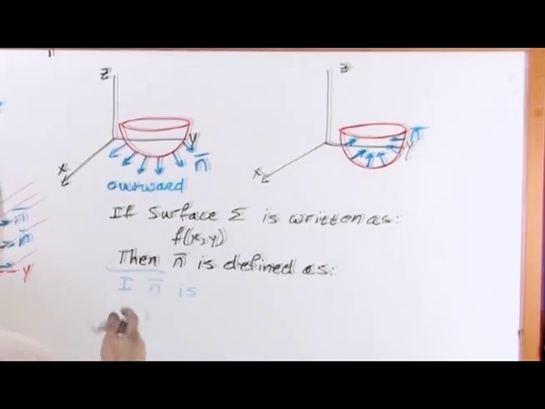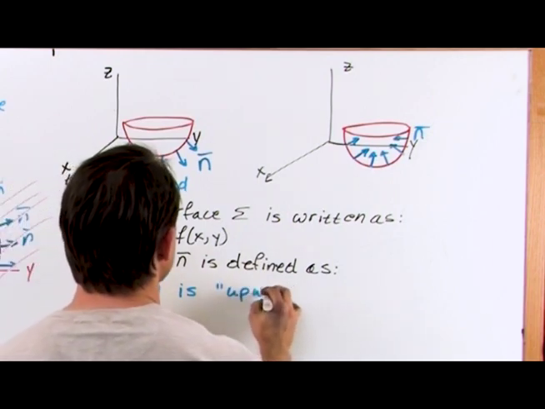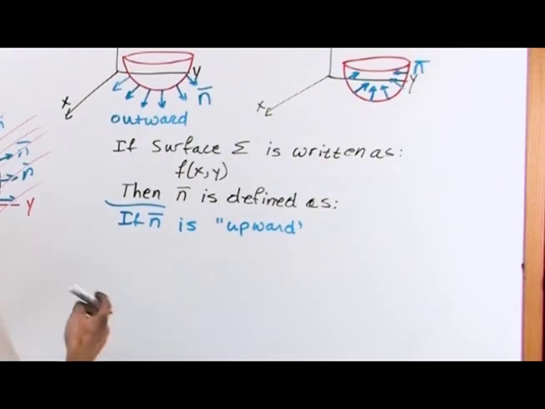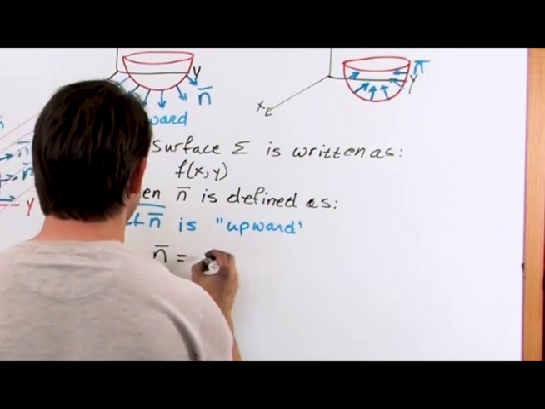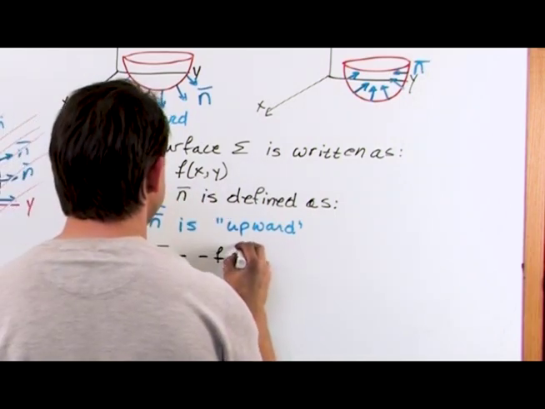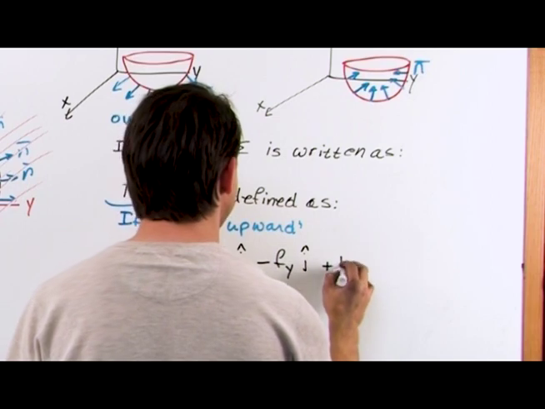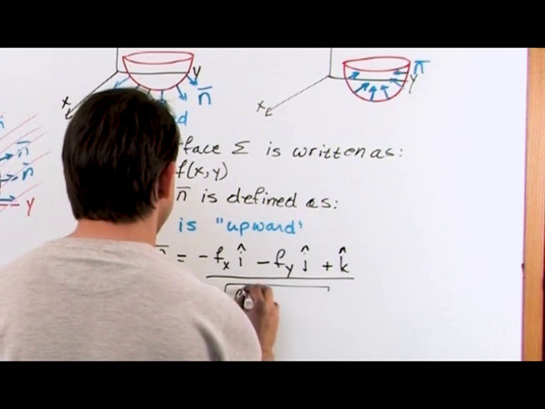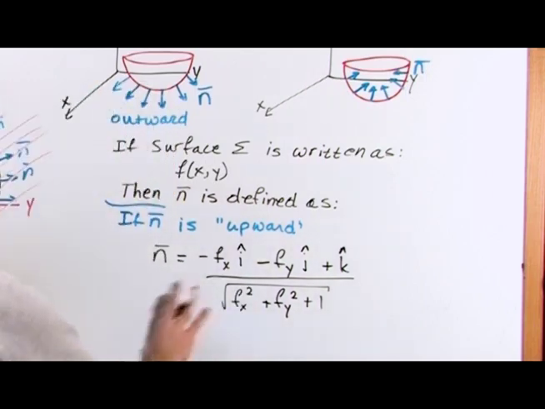What I'm going to do is say if n is defined to be upward, which would be like this case right here, if n is sort of pointing upward, then this normal vector, normal to the surface, is going to be defined, without proof by the way, as negative f sub x, the partial derivative of the surface with respect to x, in the i direction, minus f sub y, the partial derivative in the j direction, plus k, okay, over the square root of f sub x squared plus f sub y squared plus 1, okay? I'm not going to prove it, that's just true.